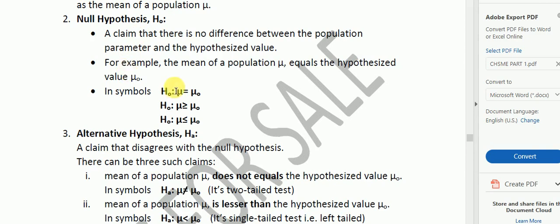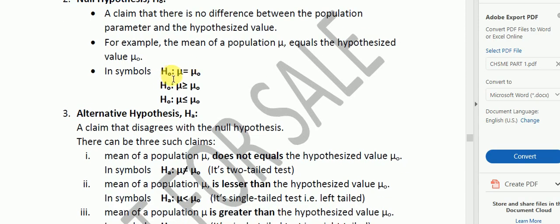So basically the null hypothesis states that mu is equal to mu naught. Mu naught is something which is already established and is a known fact. So the null hypothesis will always go with what's already established. So H naught states that mu is equal to mu naught, or H naught states that mu is greater than or equal to mu naught, or H naught states that mu is lesser than or equal to mu naught.